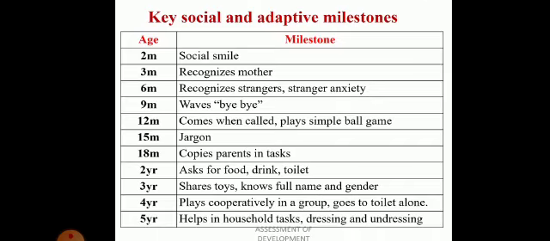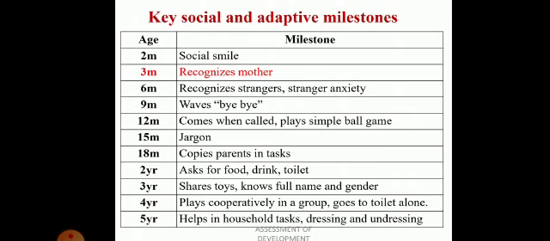So again we have table. On left side we have age, on right side we have milestone. So at the age of 2 months, the child will be having social smile. At the age of 3 months, the child recognizes mother. Okay, still child recognizes mother only. At this stage, child will not be able to recognize his father also. Clear? So that will be later on.